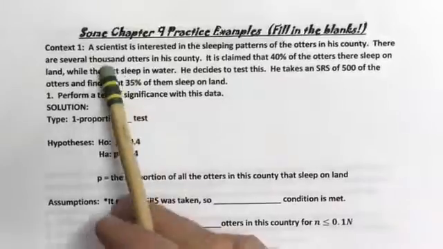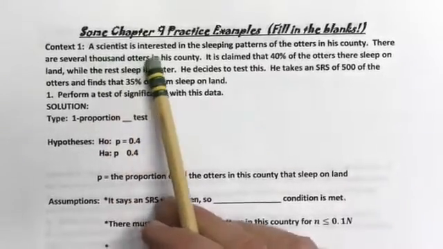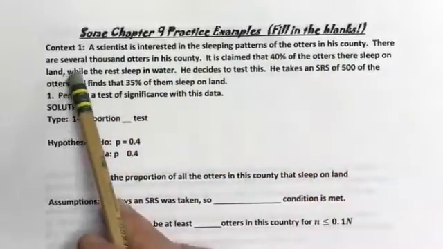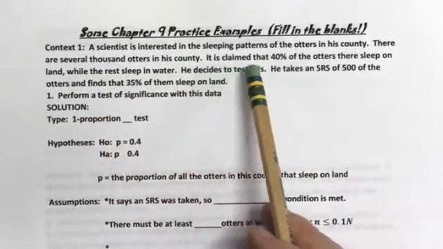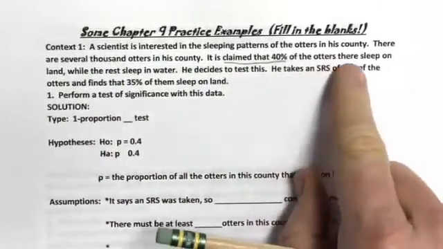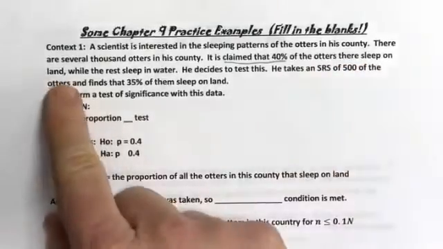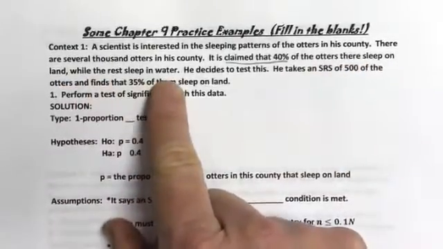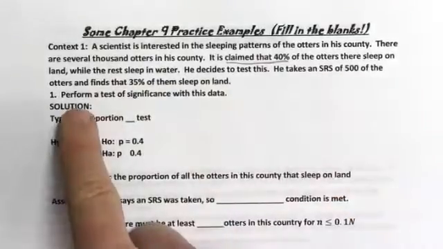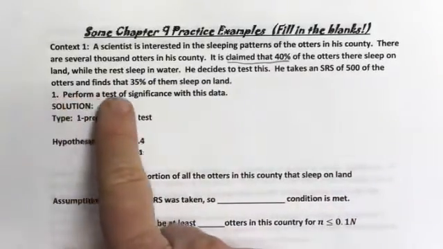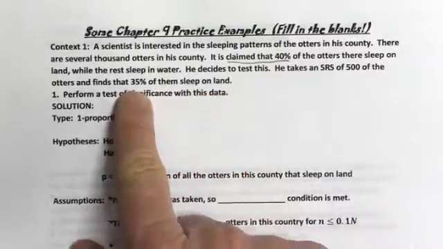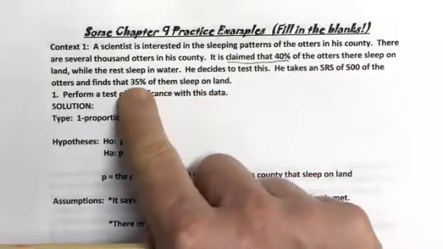So the first problem says a scientist is interested in the sleeping patterns of the otters in his county. There are several thousand otters in his county. It is claimed that 40% of the otters there sleep on land while the rest sleep in water. He decides to test this. He takes a simple random sample of 500 of the otters and finds that 35% of them sleep on the land. So that's 35%. That is our sample statistic.